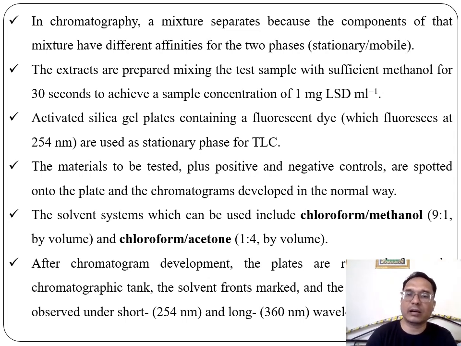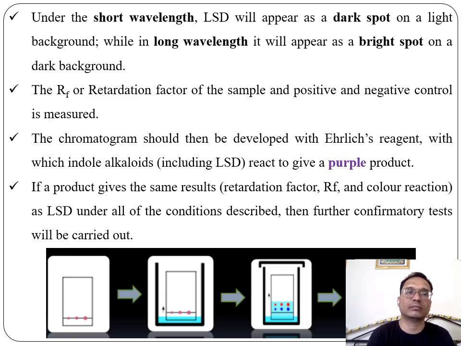After the chromatogram is developed, the plates are removed from the chamber. The solvent fronts are marked and the plates are observed under short and long wavelength UV light. Under the short wavelength, LSD will appear as a dark spot on a light background, while under long wavelength it will appear as a bright spot on a dark background. The Rf value, or retardation factor, of the sample and the positive and negative controls is measured, and the chromatogram should then be developed with the Ehrlich reagent, with which indole alkaloids, which include LSD, react to give a purple product.